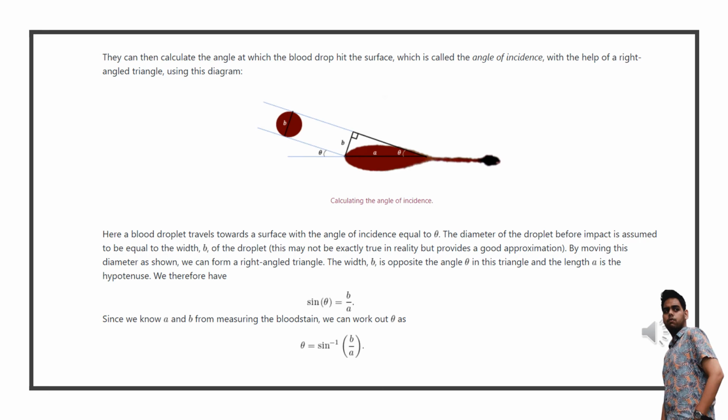The width b is opposite the angle theta in this triangle and the length a is the hypotenuse. We therefore have sin theta equal b over a. Since we know a and b from measuring the bloodstain, we can work out theta as theta equals sin negative 1 b over a.